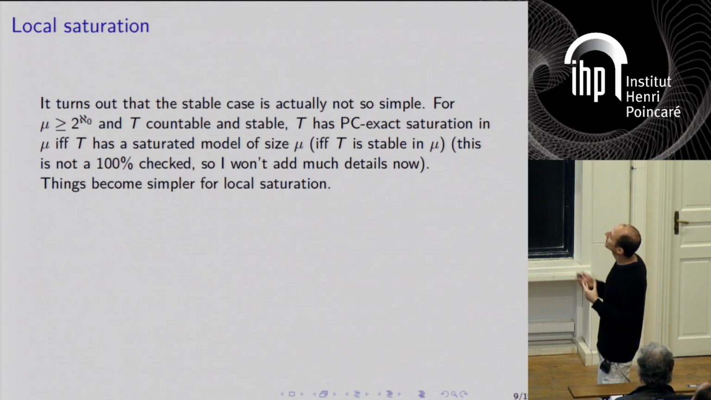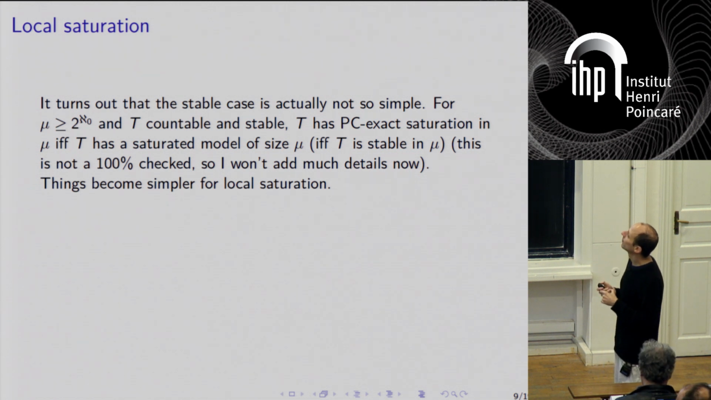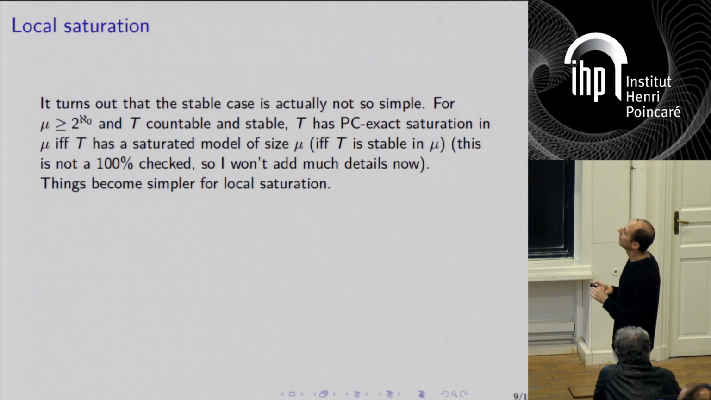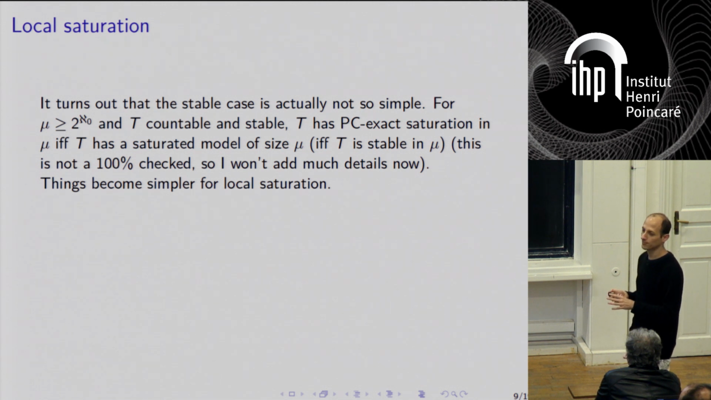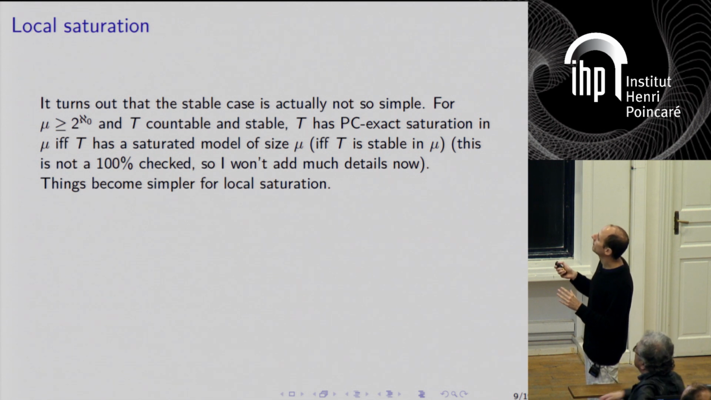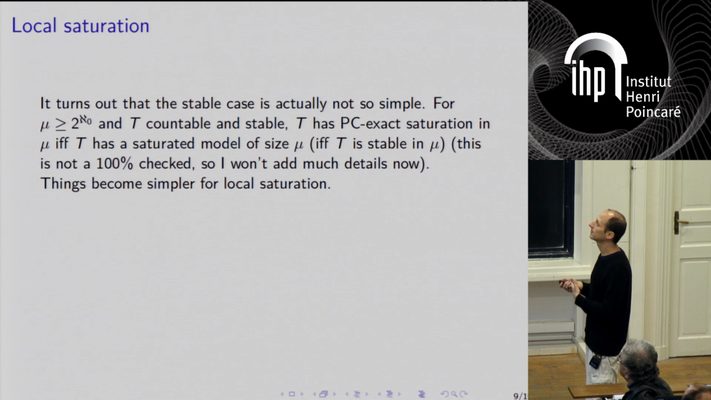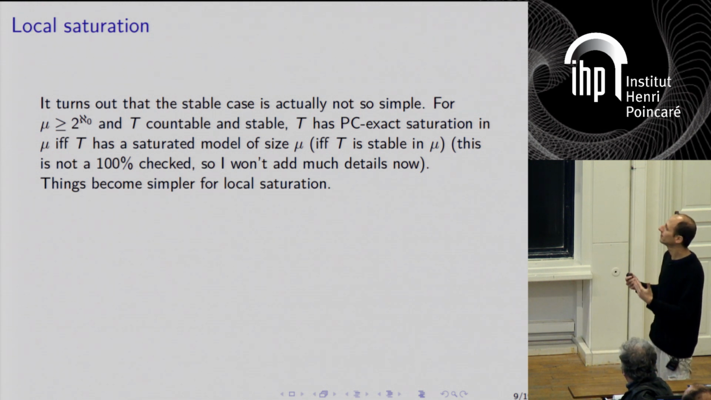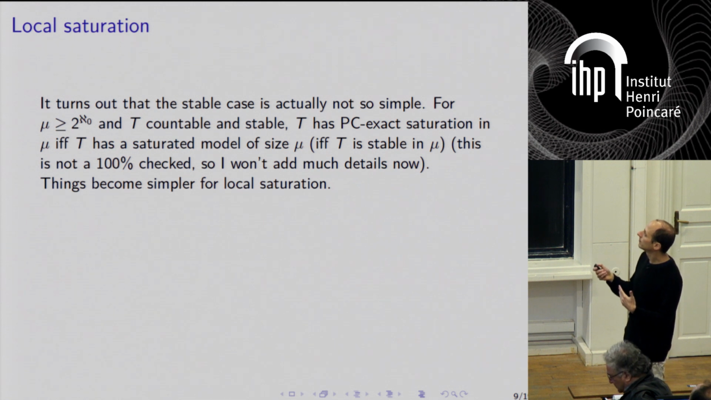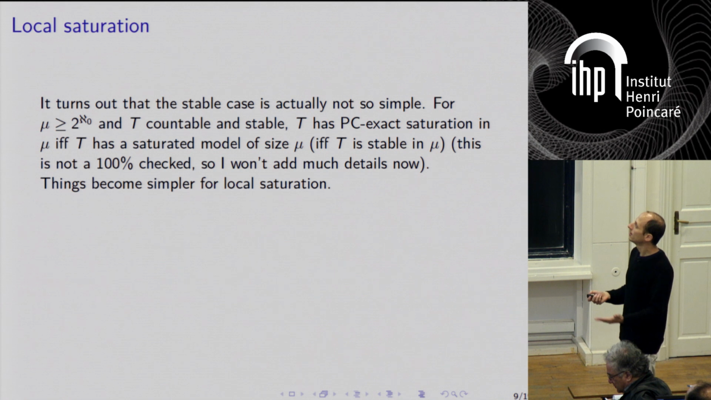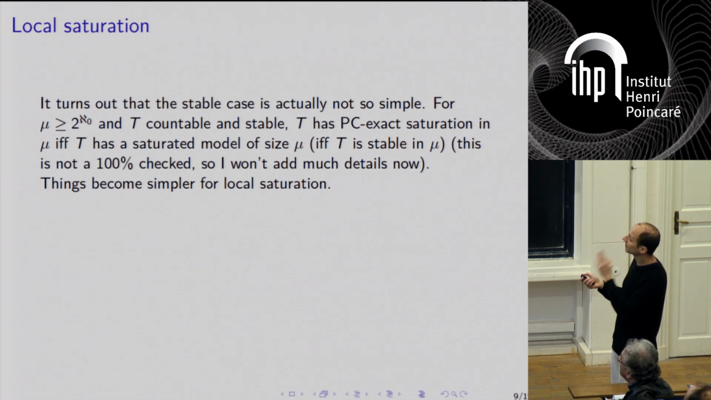What I said there was a pun in the beginning, but you can ignore it. So the statement for stable theories is that if mu is greater than continuum and T is countable, so even countable is a bit complicated, and stable, then T has PC exact saturation in mu if and only if it has a saturated model of size mu. Namely, this theorem says that in the stable case you can have PC exact saturation exactly when it's obvious that you can. If you have a saturated model of size mu, then by resplendency you can expand it to a model of T1. This model will not be mu plus saturated because it has size mu. So one direction is clear, but the theorem says that this is the only case.